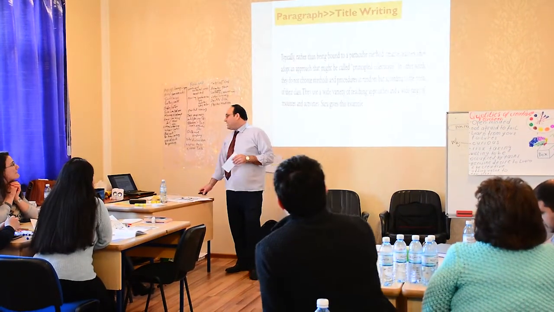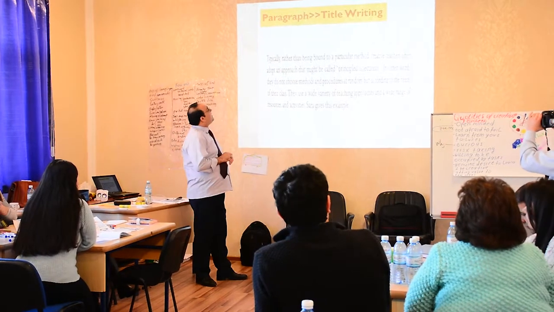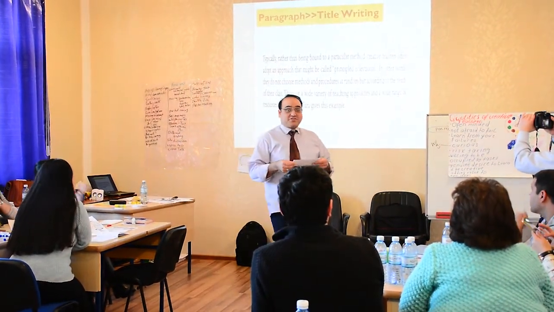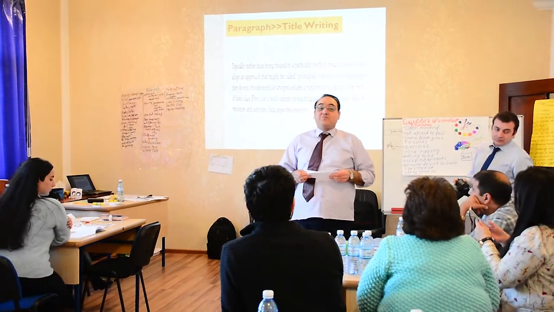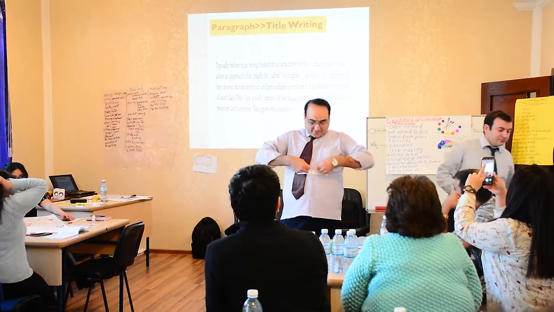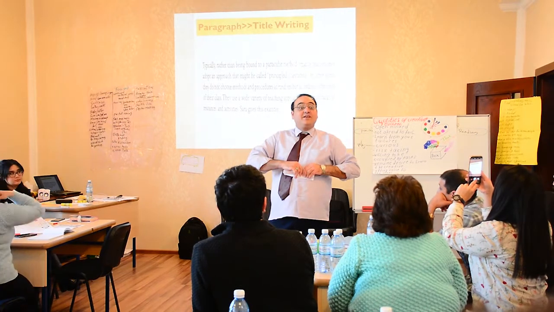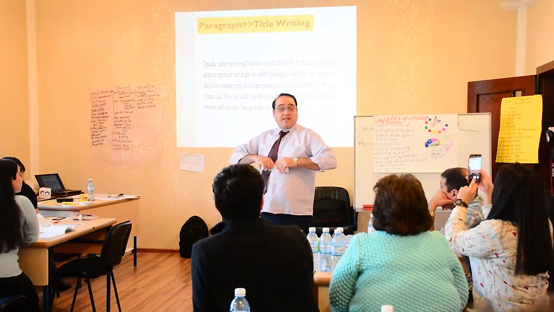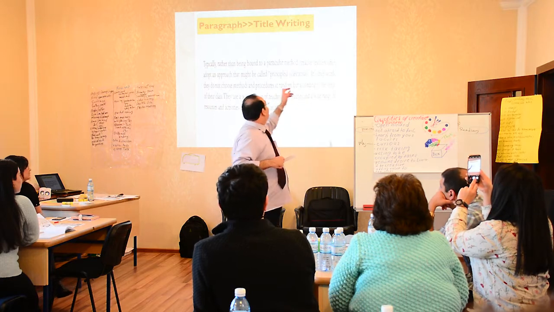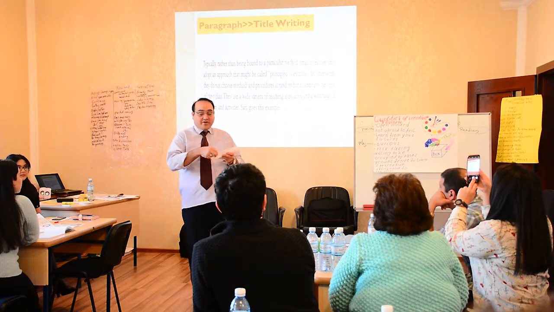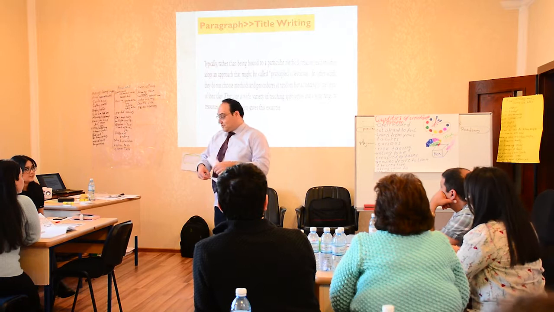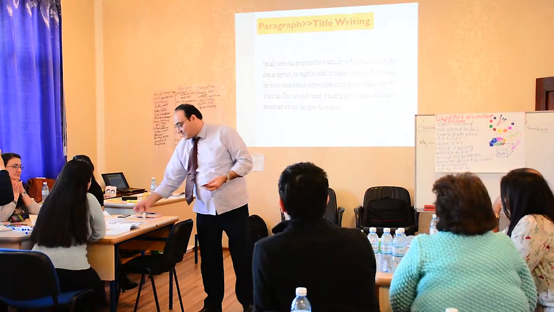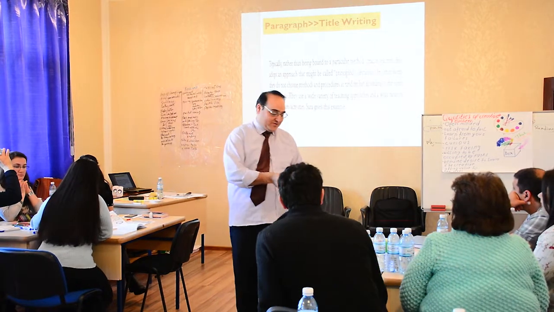The first activity is paragraph title writing. I give each team one paragraph, and I want you to give me a good title for this paragraph. That title is principle number one. So what is the name of the activity? Title writing. You read the paragraph, it's like IELTS. Yes, you try to find a good title for it. Do it together.